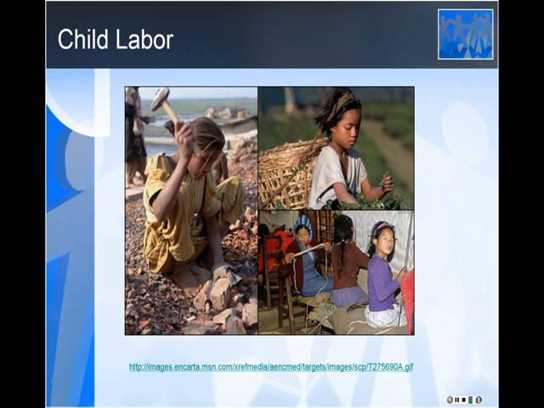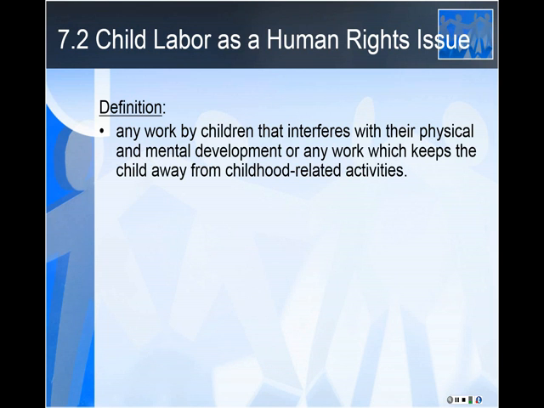So we think about child labor. This is just one example. To define child labor, this generally refers to children who are either exploited due to their age or type of work, or if they are of age, the dangerous nature of the work. So definitionally, we can think of any work by children that interferes with their physical and mental development, or any work which keeps the child away from childhood-related activities. So there are very different ways to define child labor.